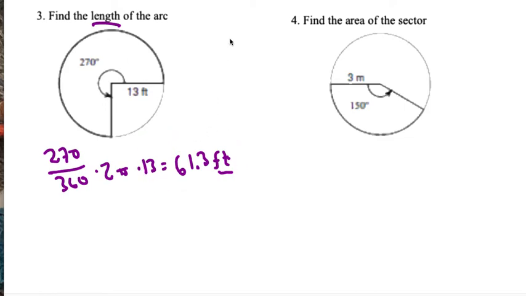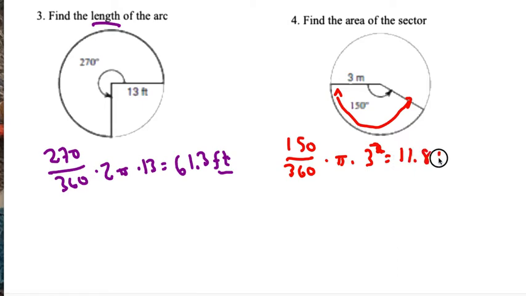Okay, area of a sector. This sector takes up 150 degrees, which means we're looking at 150 out of a possible 360 times, in this case because it's the area, pi times the radius squared. So that means we should be getting right around 11.8, rounded to the nearest tenth, meters squared. Clean that up, make sure it looks like an actual 2. That's it.